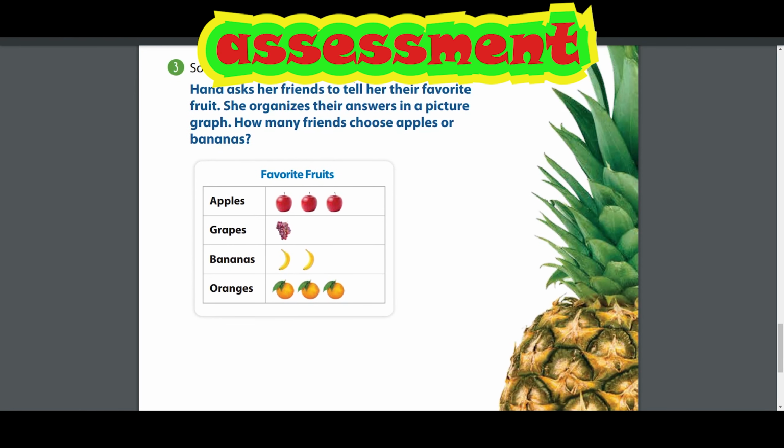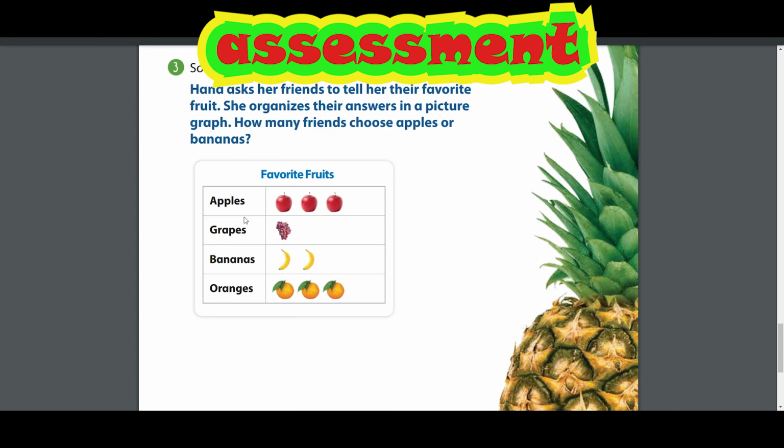Solve the problem. Show your work. Hannah asked her friends to tell her their favorite fruit. She organizes their answers in a picture graph. How many friends chose apples or bananas? Here we're going to use symbols with a single scale. The favorite fruits are apples, grapes, bananas, and oranges.